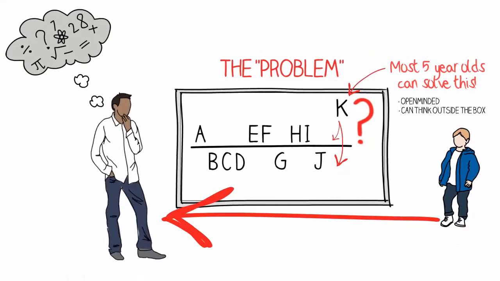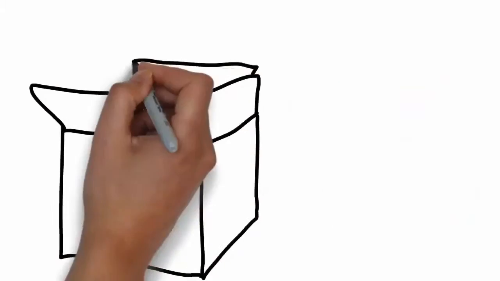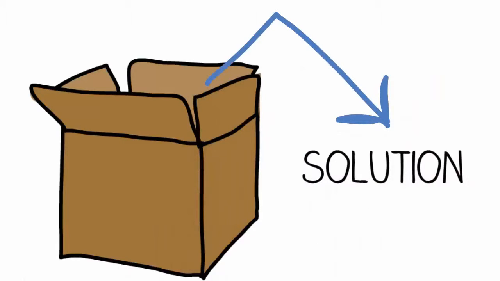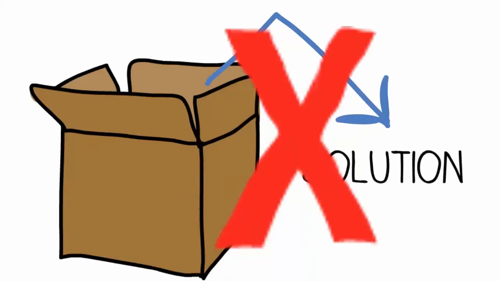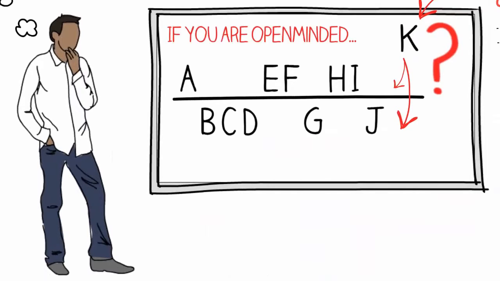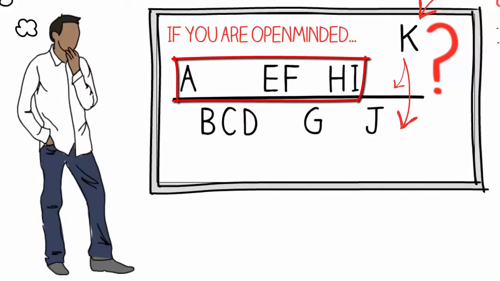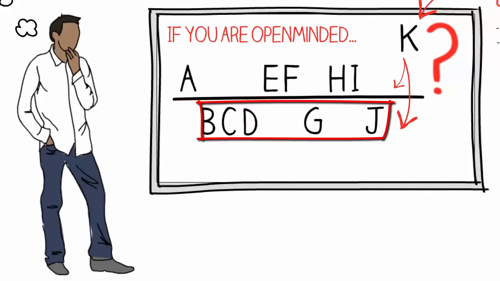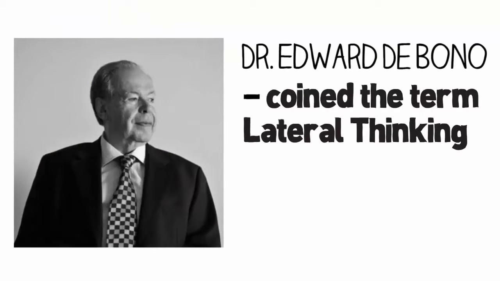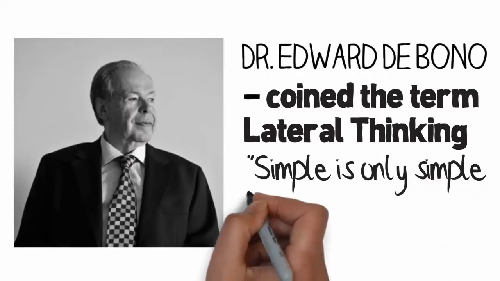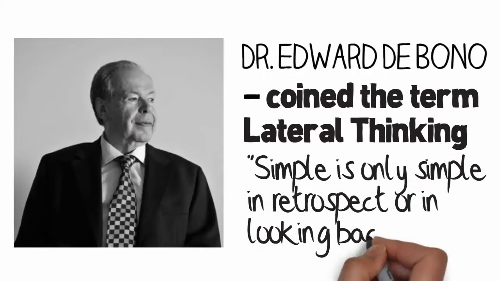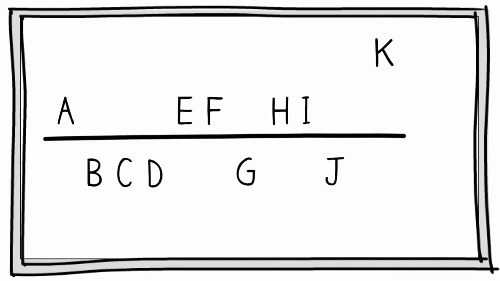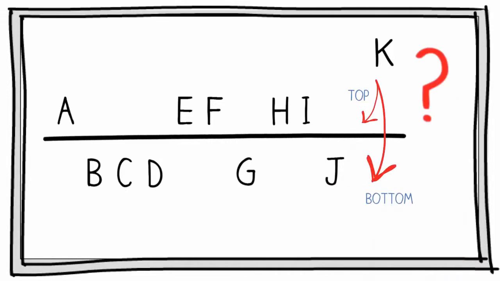As we get older and more entrenched in one dimension, we fail to see the simple solutions that lie outside the box. But if we were more open-minded, we would instantly see that the letters with straight lines are on top and the letters with curves are on the bottom. Dr. Edward de Bono, who coined the term lateral thinking, points out that simple is only simple in retrospect, or looking backwards. It's amazing what type of complex formulas we can bring in determining if K belongs on top of the line or if it belongs on the bottom.